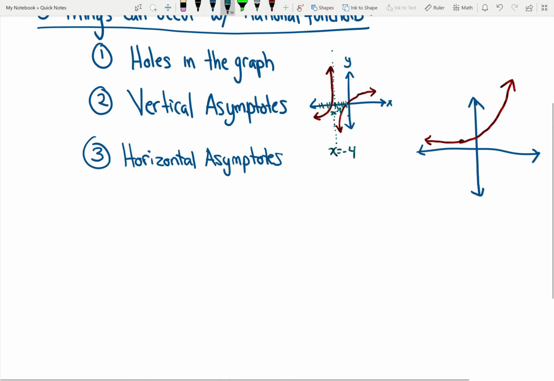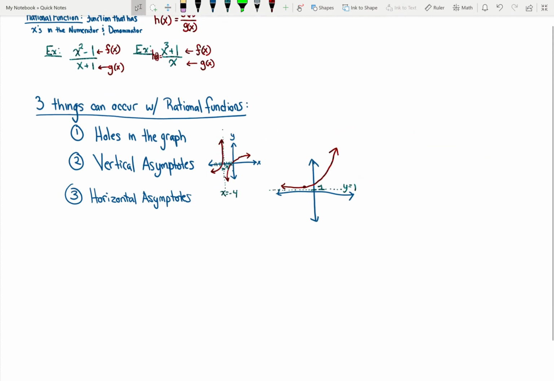Maybe I should have made that dotted just to make it easier. So here we have a horizontal asymptote. Our graph gets very, very close to this horizontal asymptote, but notice how our graph never touches it. So a horizontal asymptote is an invisible horizontal line that our graph does not cross. Let's just pretend this was at y equals 1.